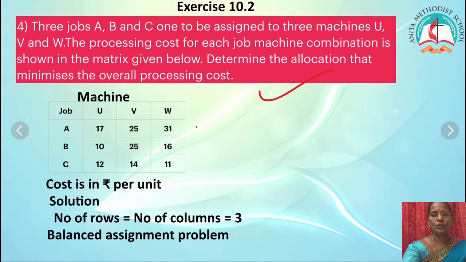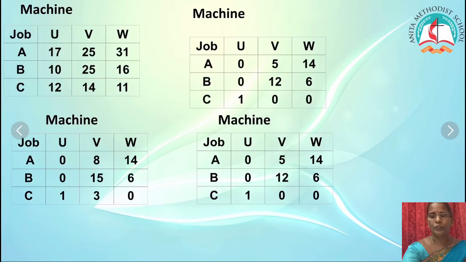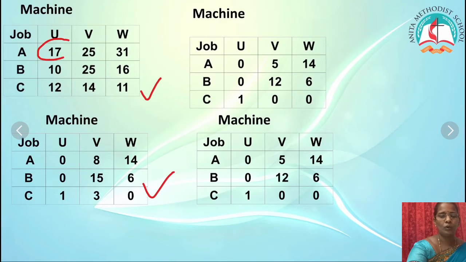Now, as usual, I am going to find the row minimum and column minimum and reduce the table. This is the table given in the question. See the row minimum. What is the row minimum here? 17. So 17 minus 17 is 0, 25 minus 17 is 8, 31 minus 17 is 14.